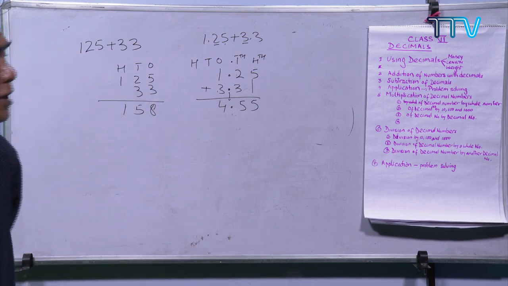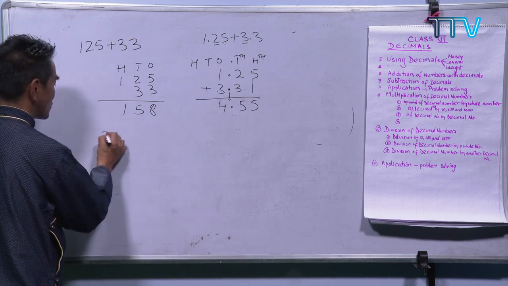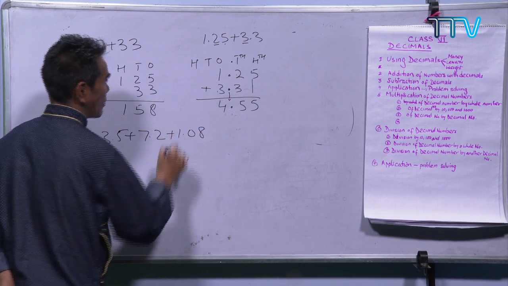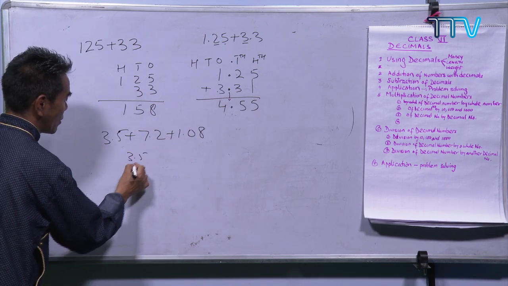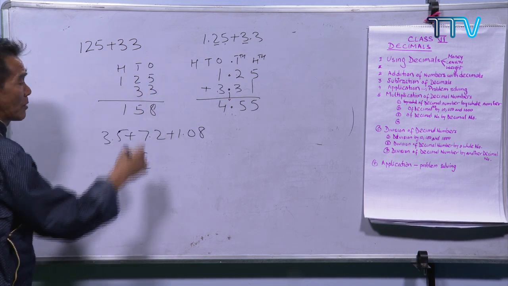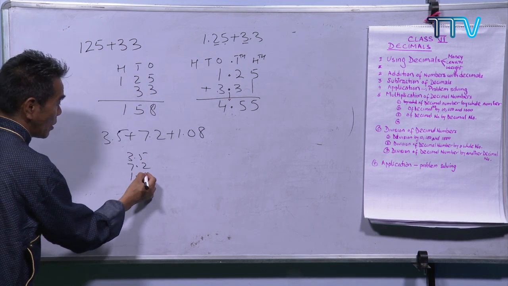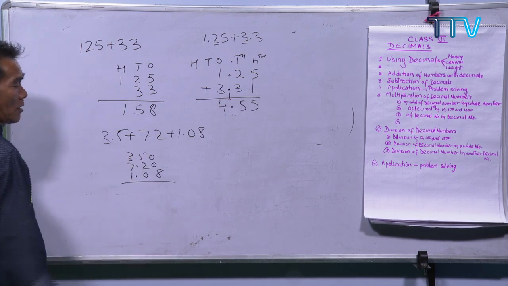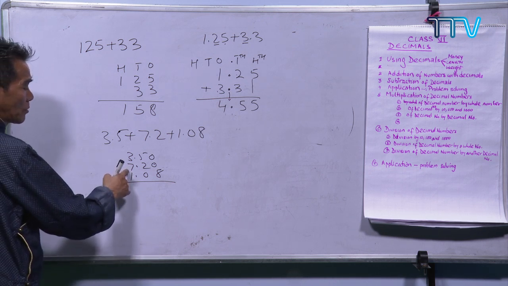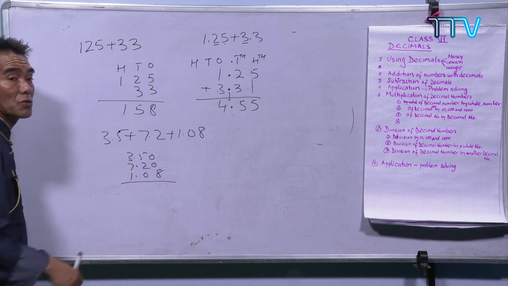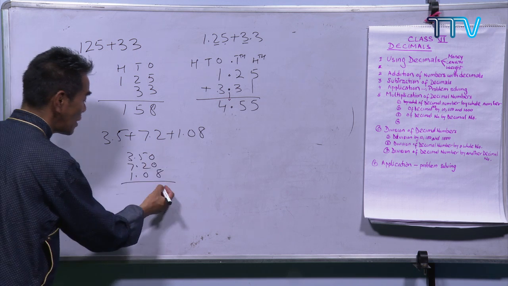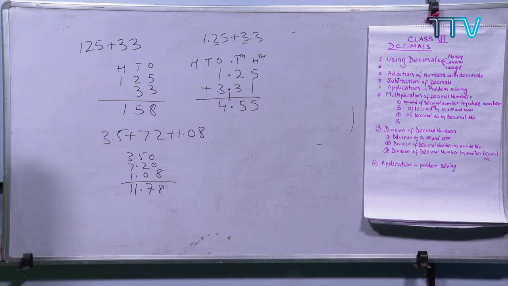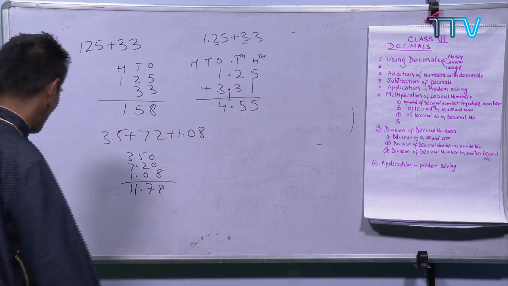In case we are asked to add 3.5 plus 7.2 plus 1.08, you write them aligned by decimal point. Now we add, we get 8, 7, and 1, then the decimal point.